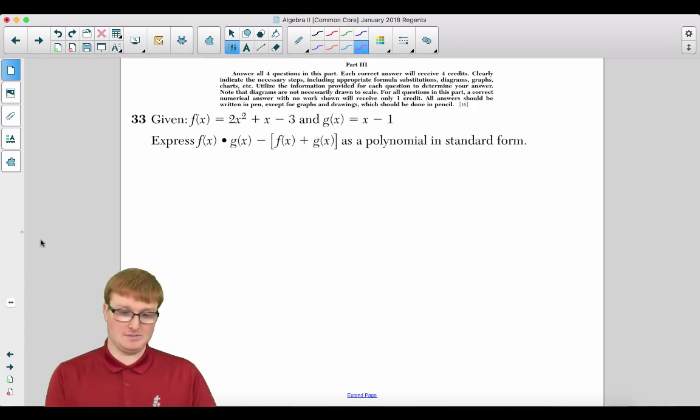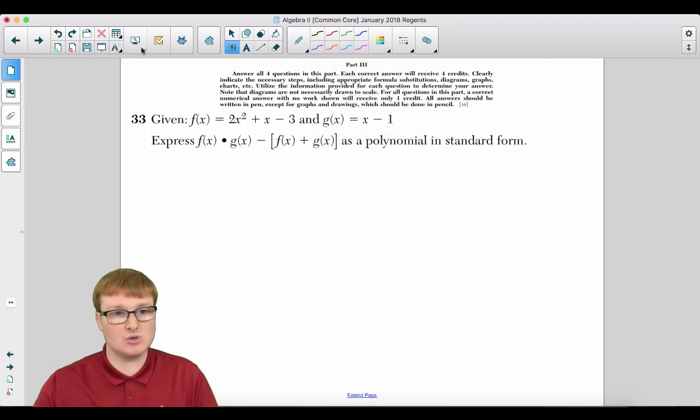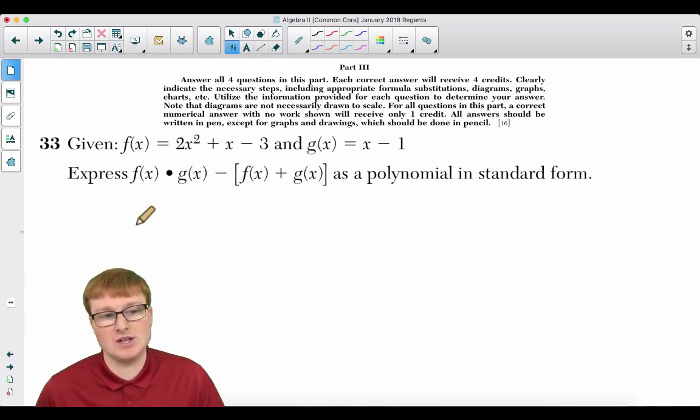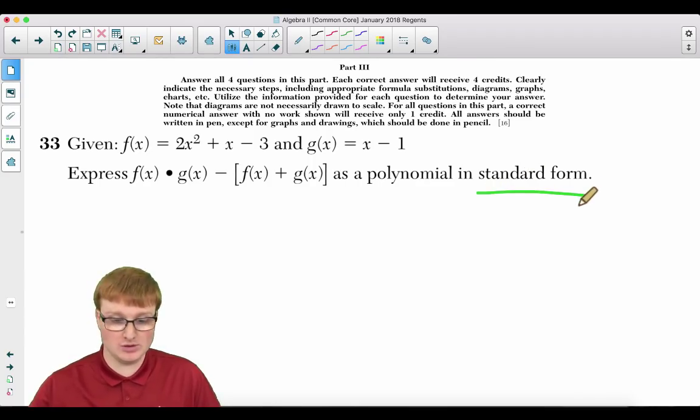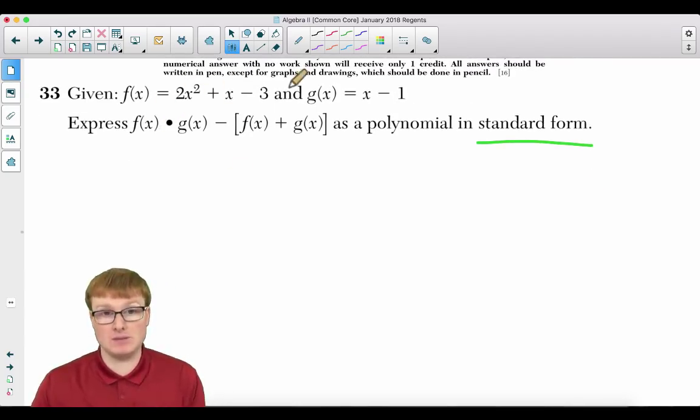Given f of x, this one's somewhat of a pain in the neck. Given f of x is equal to 2x squared plus x minus 3 and g of x equal to x minus 1, express f of x times g of x minus f of x plus g of x as a polynomial in standard form. So standard form means descending power order. So you are going to first multiply these two polynomials.